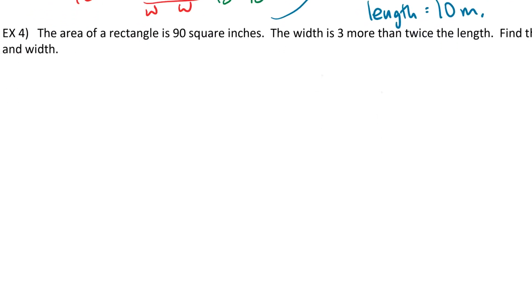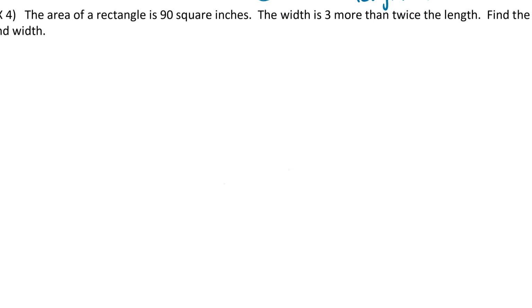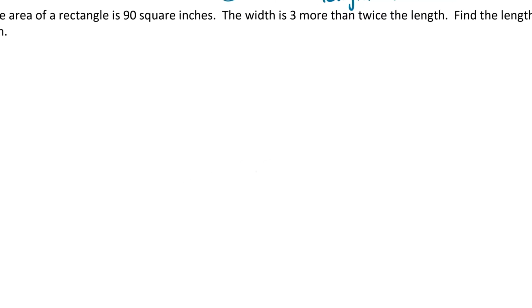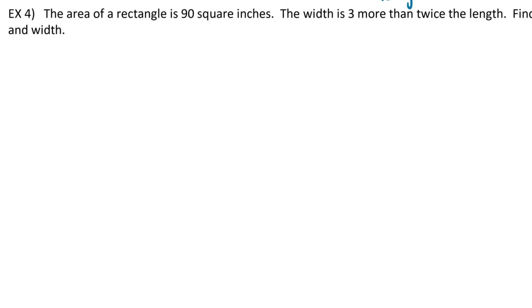All right, last one. So the area of a rectangle is 90 square inches. The width is 3 more than twice the length. Find the length and width. All right, so we're going to start off by making our rectangle. So the width is 3 more than twice the length.